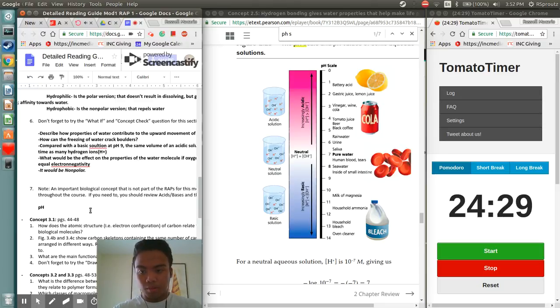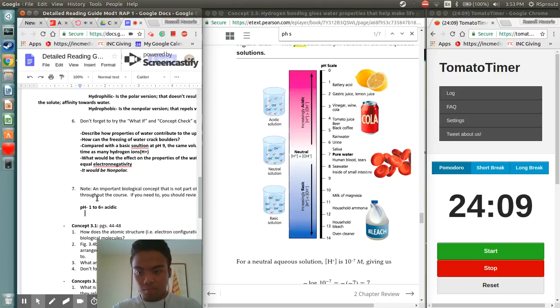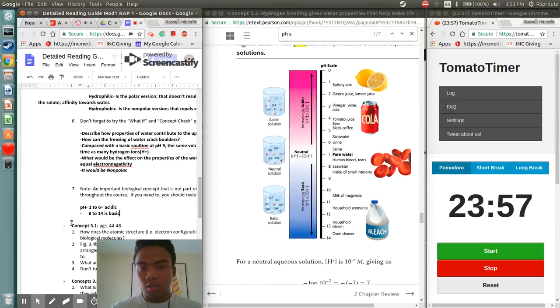From pH 1 to 6 is acidic, in comparison. pH 8 to 14 is basic. Unless I flip it, yeah. Battery acid, gastric juice, that type of thing.